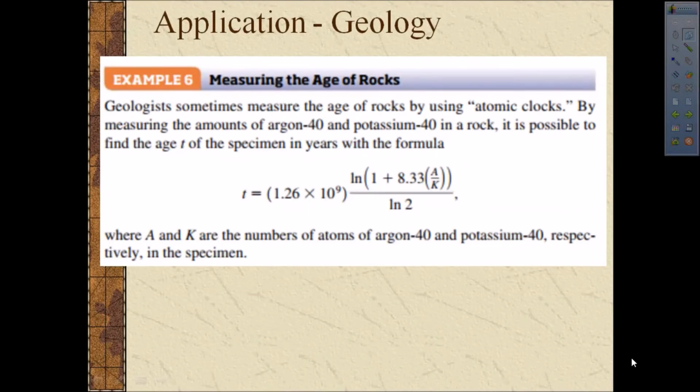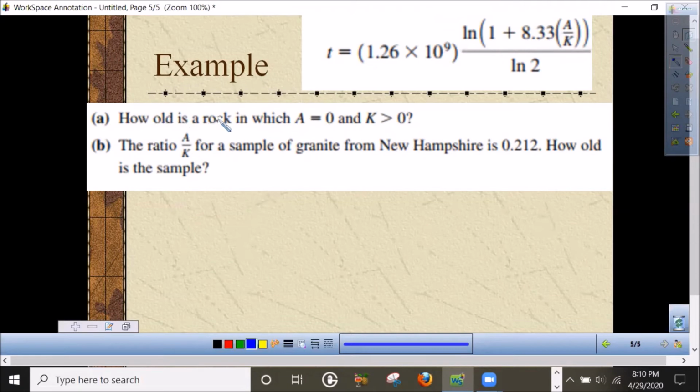The last application comes from geology. Potassium 40 is an element found in rocks. Potassium 40 is slightly radioactive and decays into a different element called argon 40. By measuring the ratio of argon and potassium, it's actually possible to find the age of a rock. Now, don't worry about that complicated formula. We're going to let the calculator do most of the work. In part A, we are asking how old is a rock in which the value of A equals 0 and K is greater than 0.